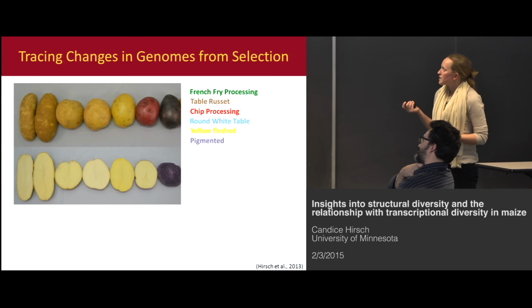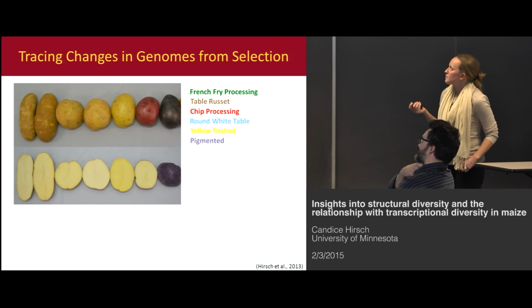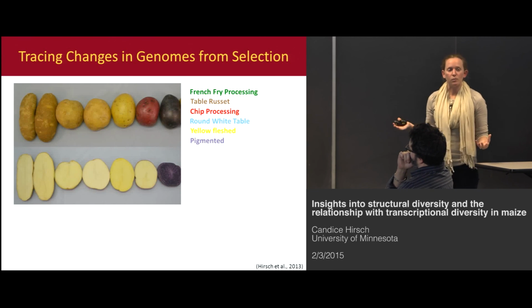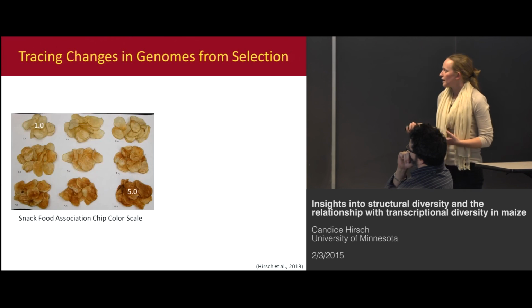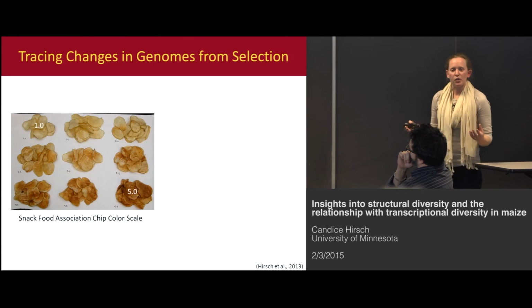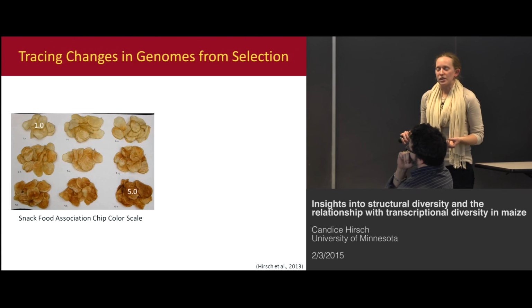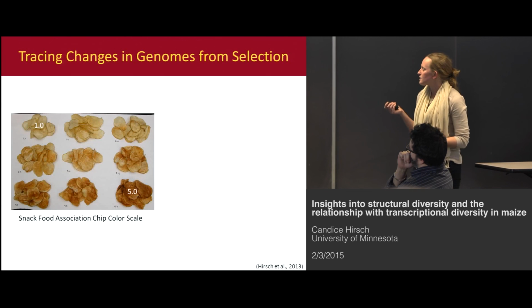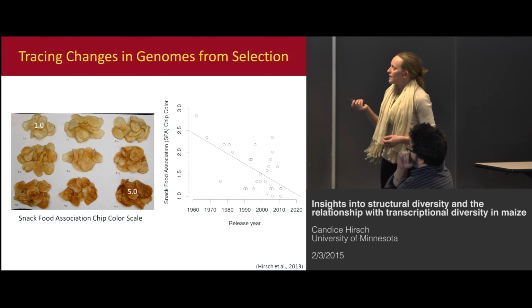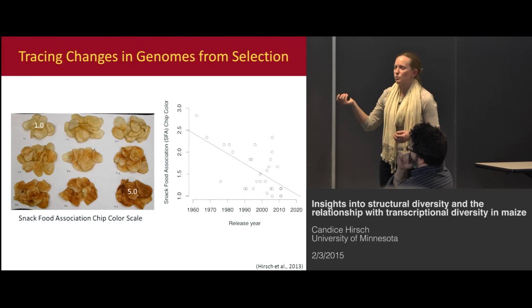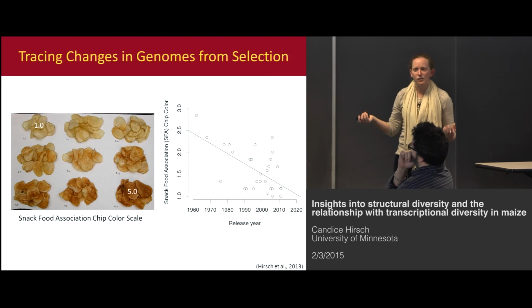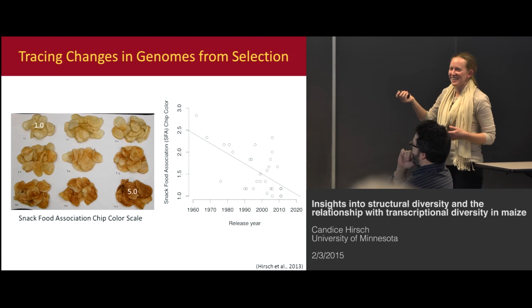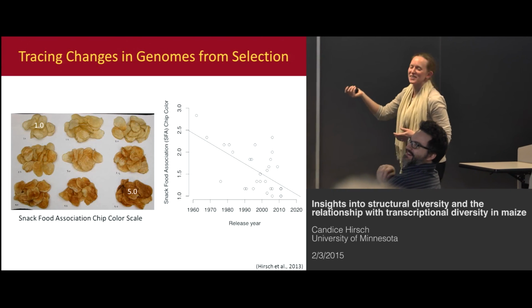So in potato, there's French fry types, there's chip processing types. These are ones that we're pretty familiar with. There's specialty types that are pigmented ones. And so I'm going to focus specifically on chip processing because they've undergone a lot more intensive selection than some of the other market classes. And so by phenotype, if we look at the Snack Food Association chip scale, which is this wild scale that they use to say if a potato chip has low enough acrylamide levels and therefore has white potato chips. Sorry, Walter, it's a little bit of a wild scale.